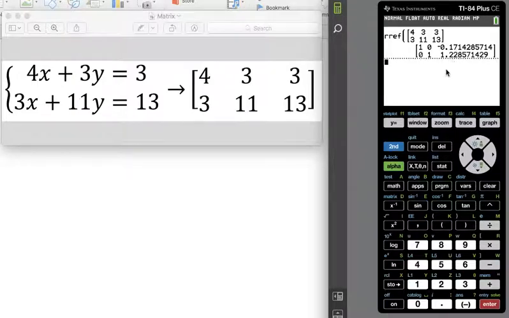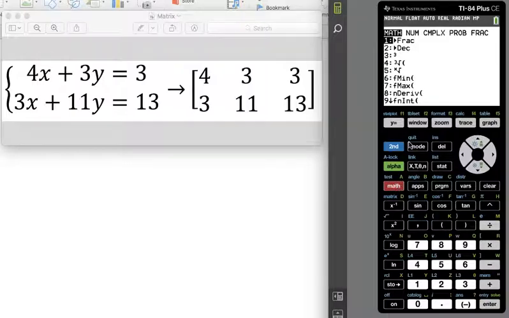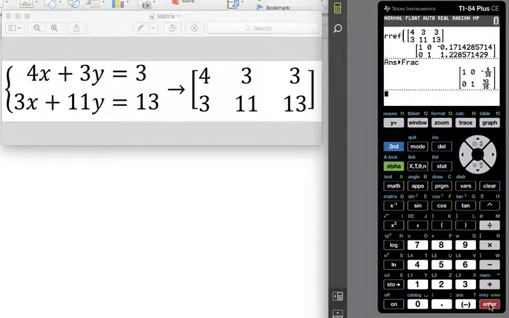The answers are kind of ugly though. I like to put those as fractions when they look like that. And so if we push our math button, number 1 option is change that to a fraction for us. And there it is. It spit out our fractions, -6/35.